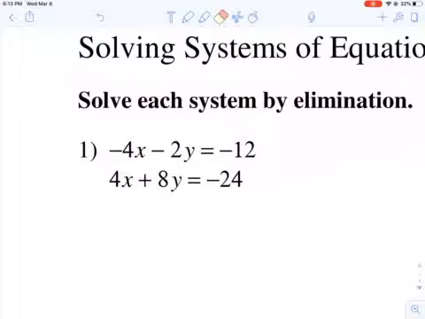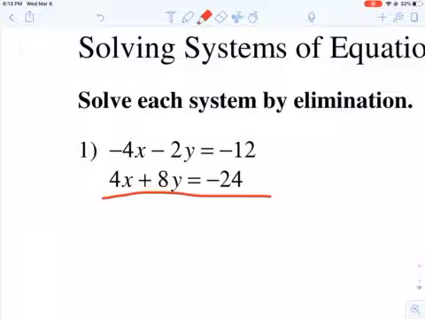Let's talk about solving systems of equations by using elimination. We've used graphing, we've used substitution. Elimination can be a lot of fun. It can be kind of easy depending on how it's set up. Now the trick is, you're going to add your two equations together here, and your goal is you want to cancel out one of the variables. Let me show you.